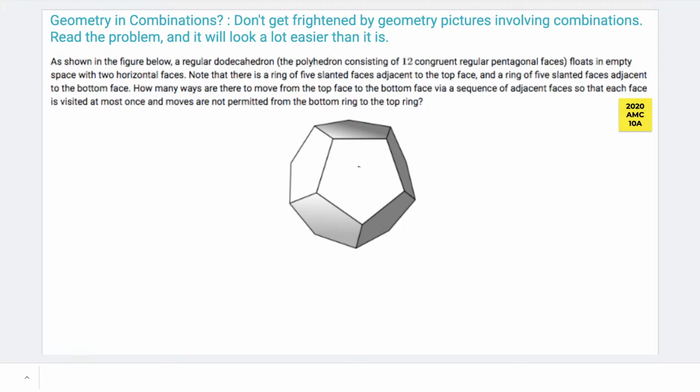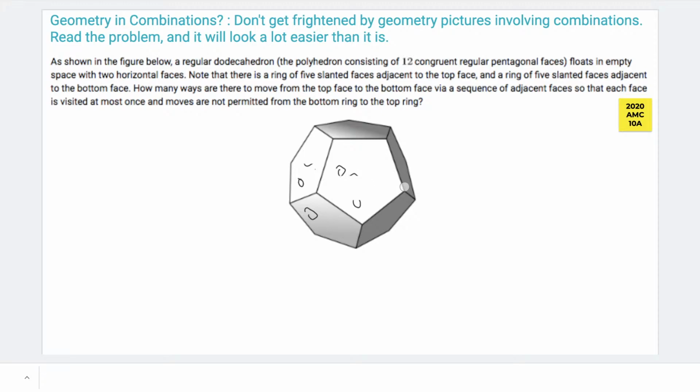Now, how many ways are there to move from the top face to the bottom face via a sequence of adjacent faces so that each face is visited at most once, and moves are not permitted from the bottom ring to the top ring? What this means is, pretend I'm here, then I go here and I go here. I can't go back here because I can only go to each place at most once, which means either once or 0 times. And pretend I'm here. That means I can't go here or here because I'm not allowed to move above to the top ring. So this problem is actually a lot simpler than what it looks.